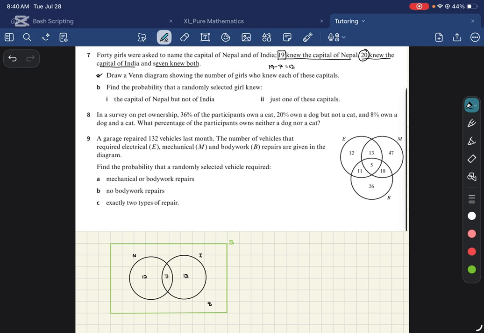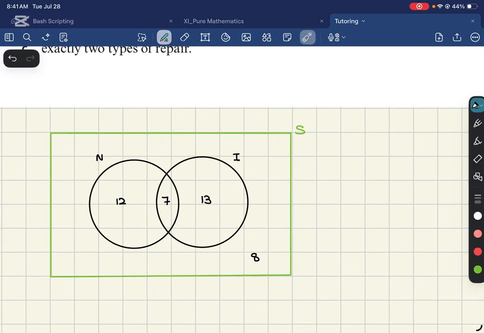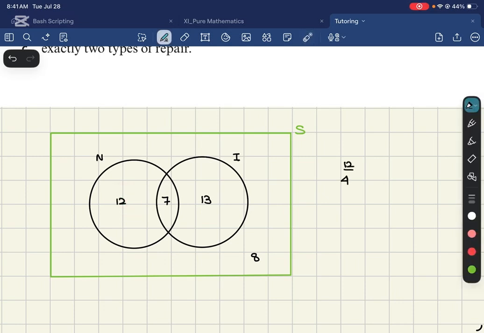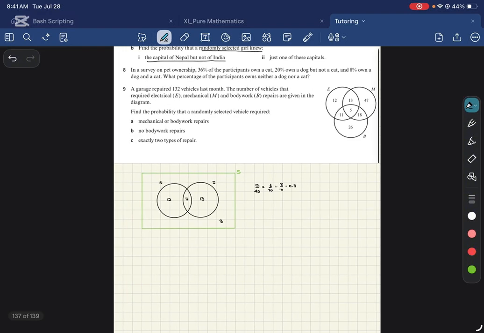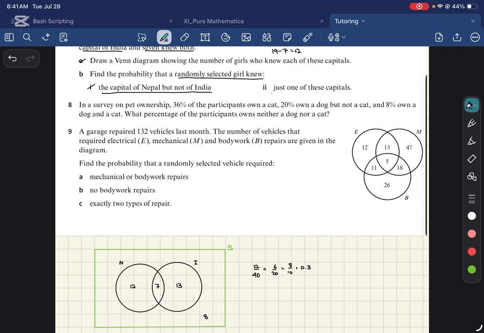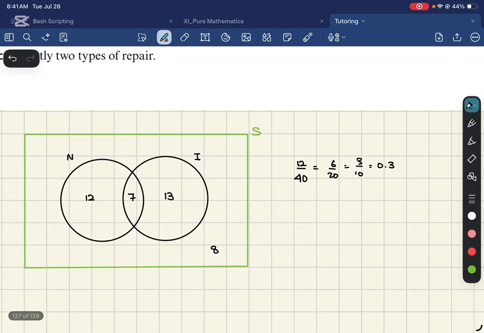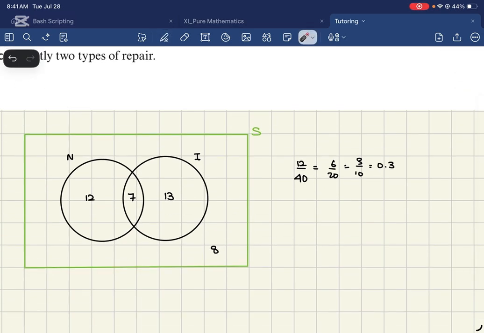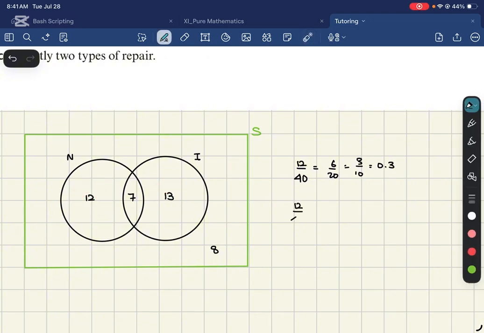Find the probability that a randomly selected girl, so we are selecting one girl, knew the capital of Nepal but not of India. So how many people know the capital of Nepal but not India? Well, 12. 12 out of 40, which is 6 out of 20, which is 3 out of 10, which is 30%, so 0.3, right? And that is part one. Just one of these capitals. So you don't want to know both, you only want to know one. So 12 or 13, right? You either only know the capital of Nepal. So these are mutually exclusive, remember?